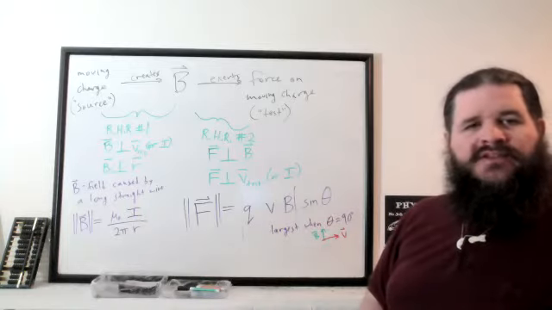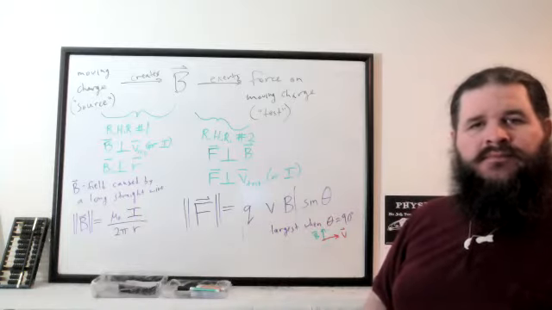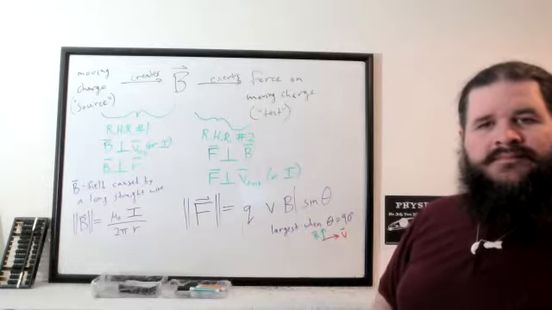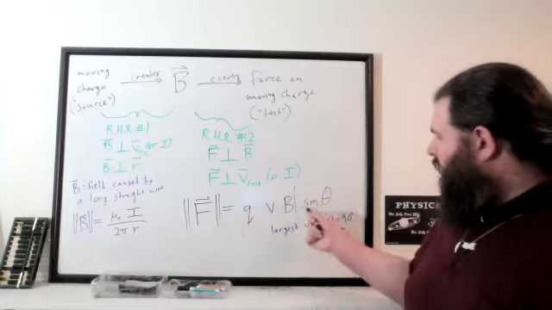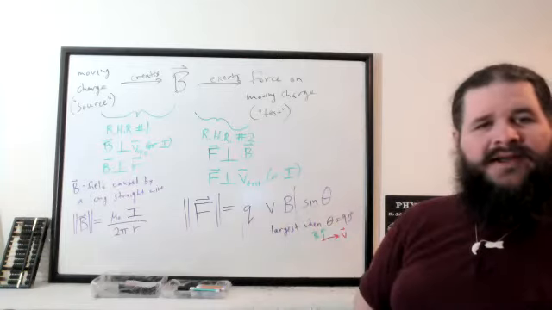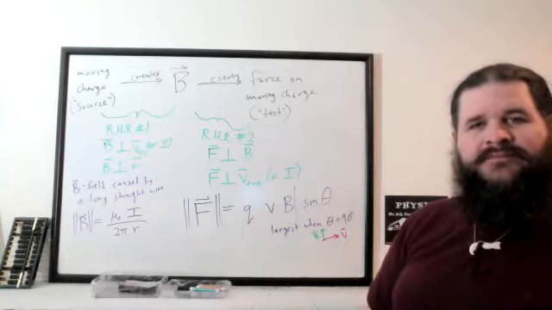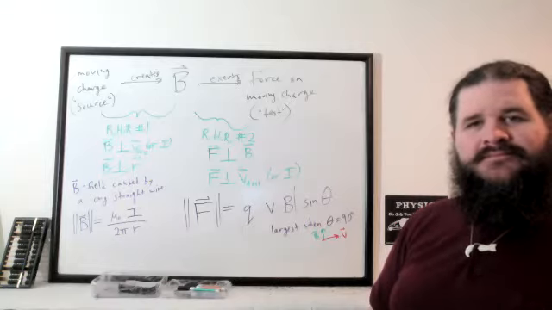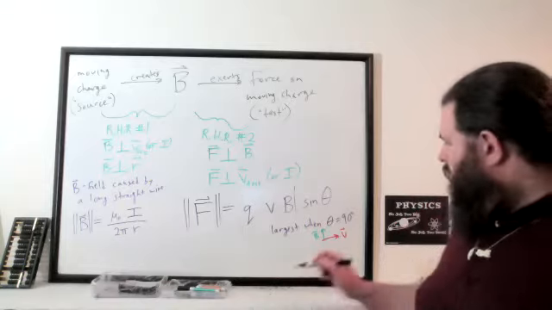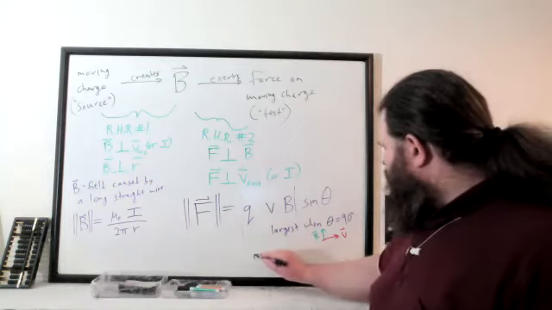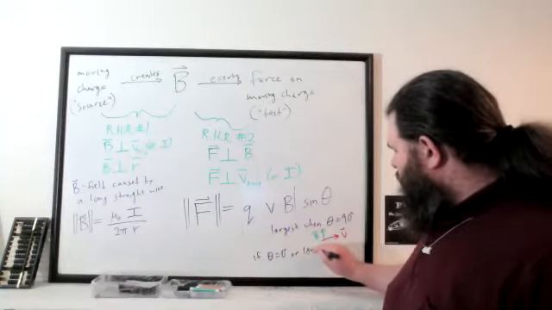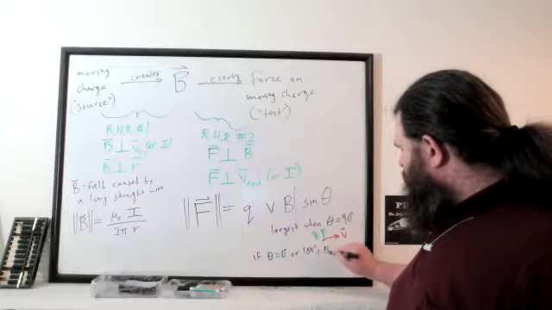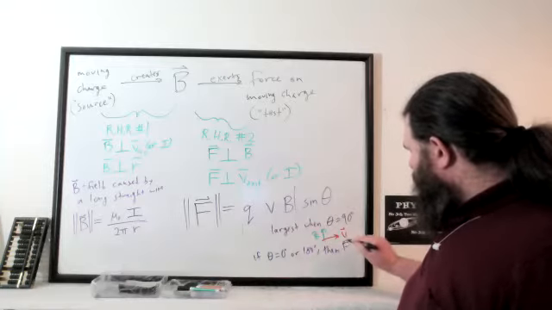When would this be weakest, though? What angle would make sine of theta the smallest possible, or the weakest possible? 0 and 180. Yeah. If theta equals 0 degrees or 180 degrees, then we get no force at all.